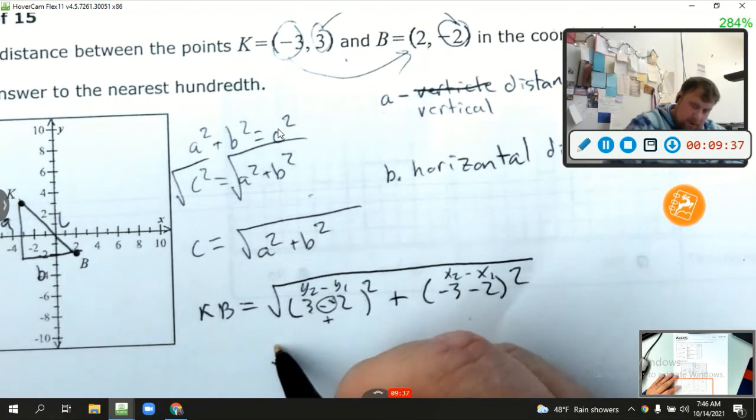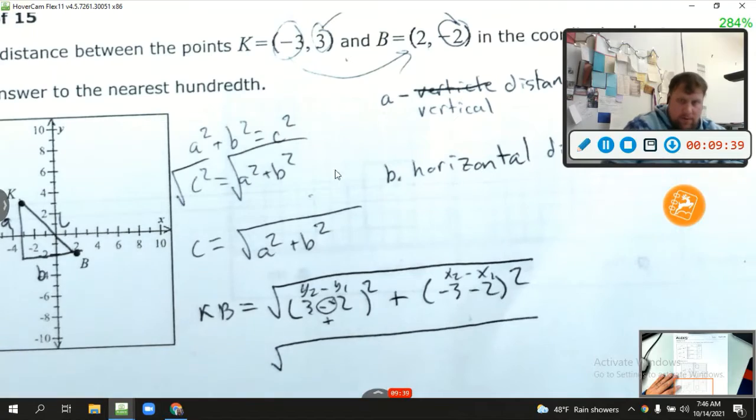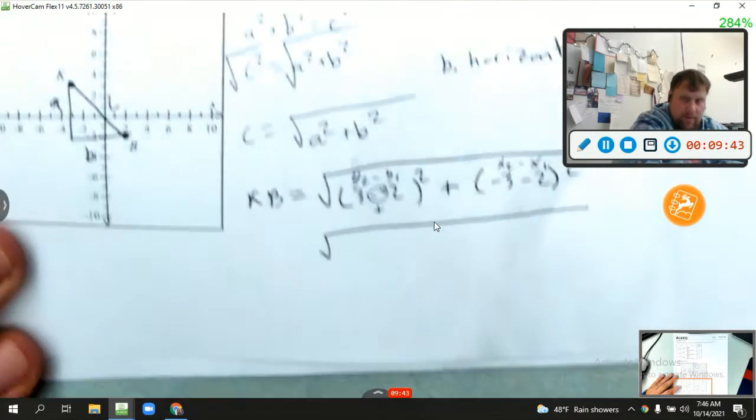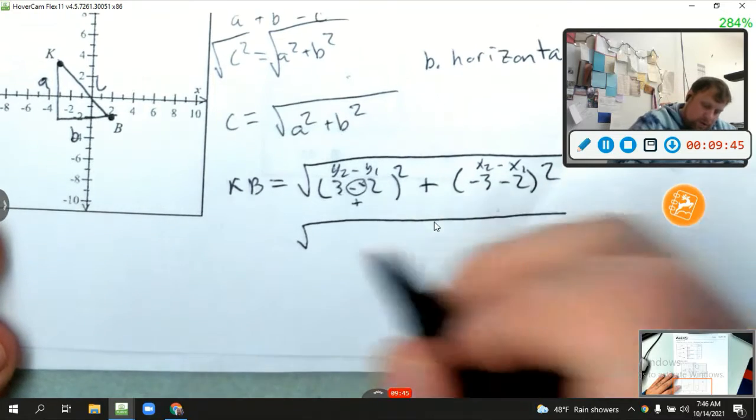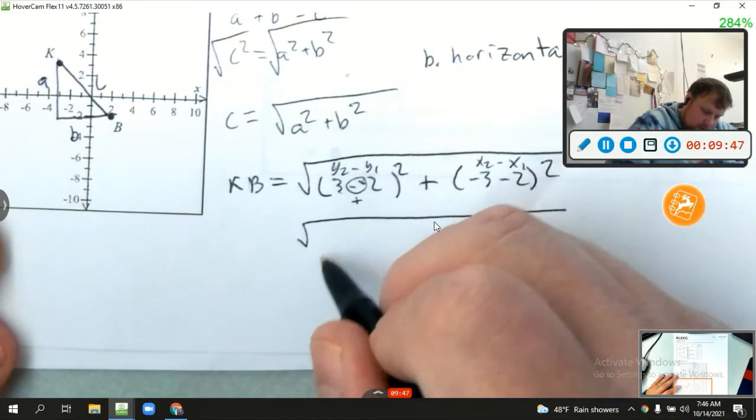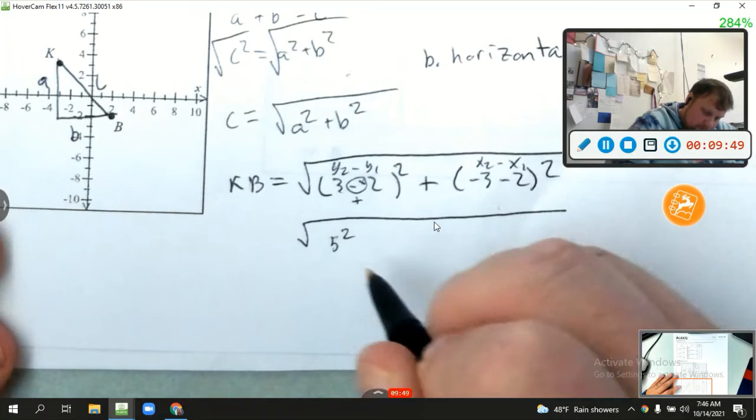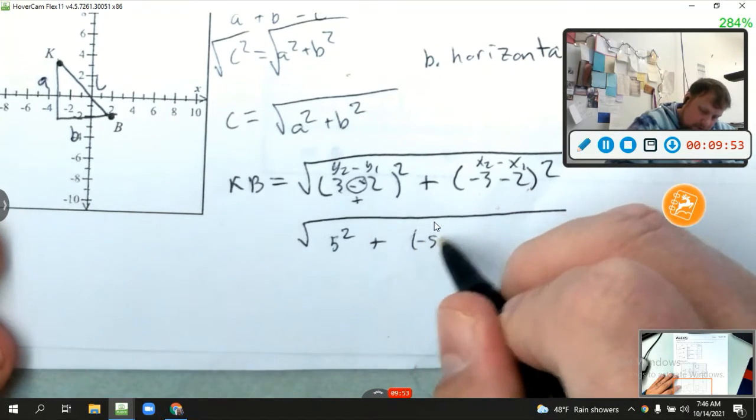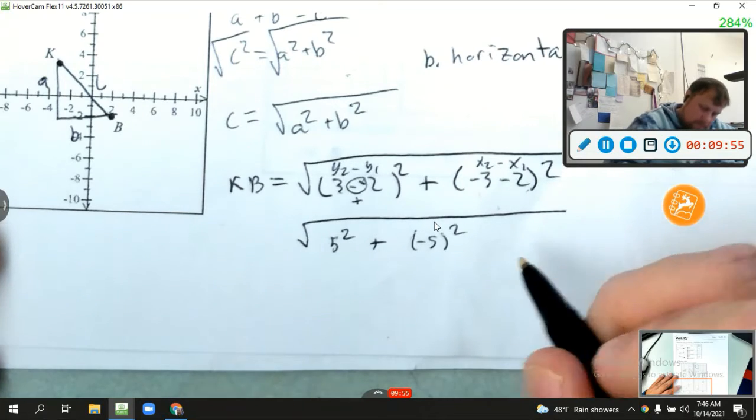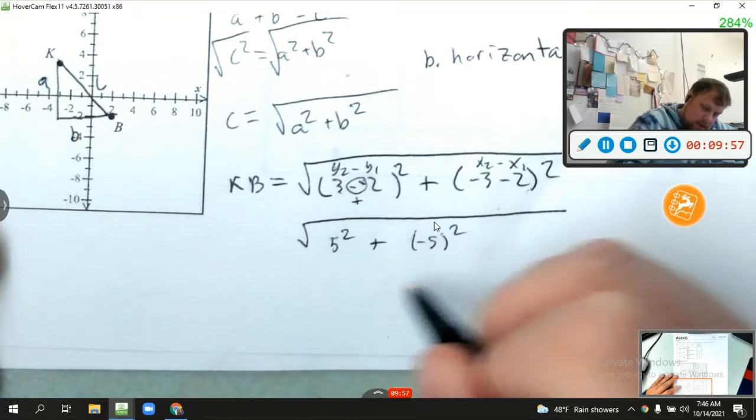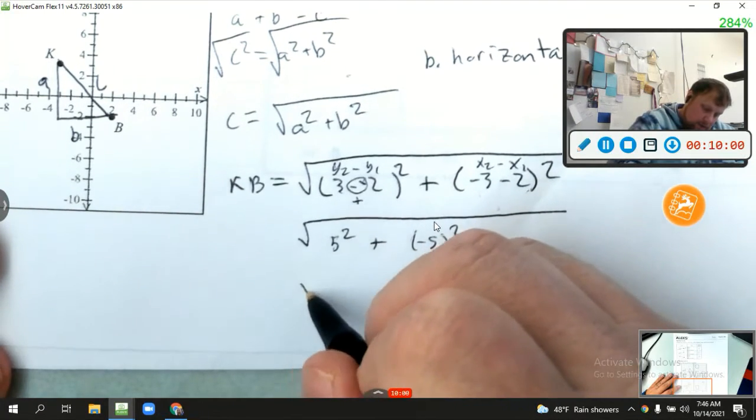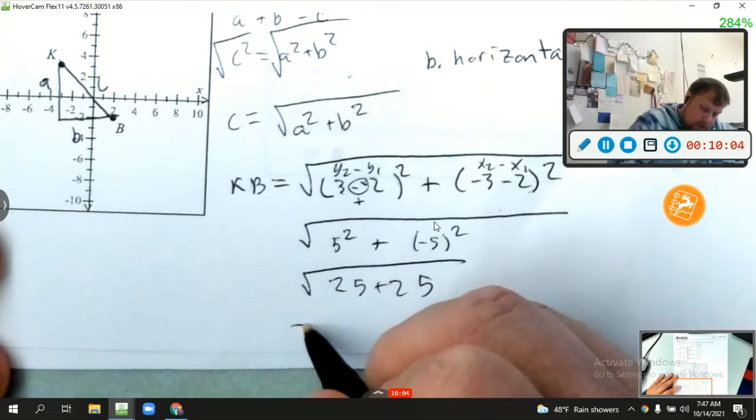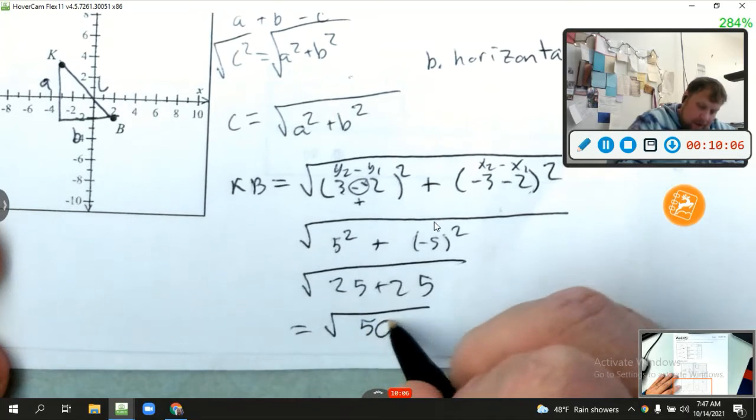I'm going to end up with the square root. I'll move this up a little bit so we have a little more visual there. The square root of 3 plus 2 is 5 squared, plus negative 3 minus 2 is negative 5, so negative 5 squared. And that's going to equal the square root of 25 plus 25, which equals the square root of 50. And that is your distance.